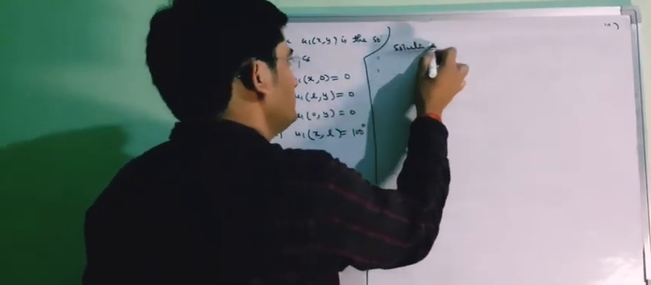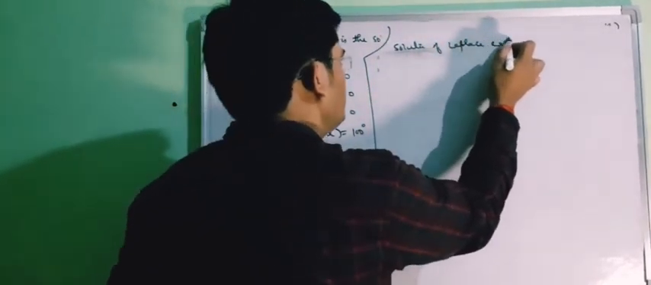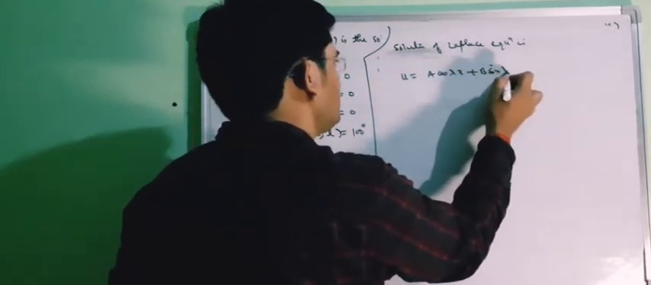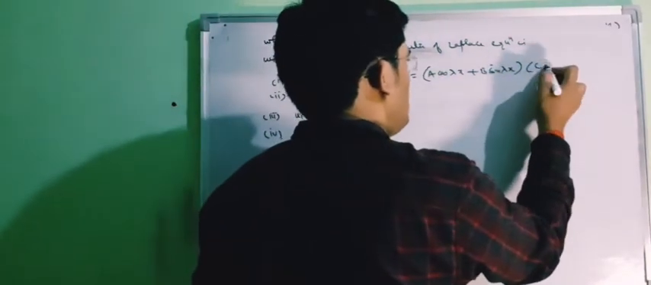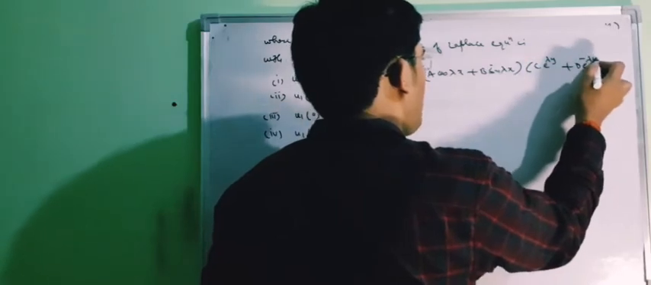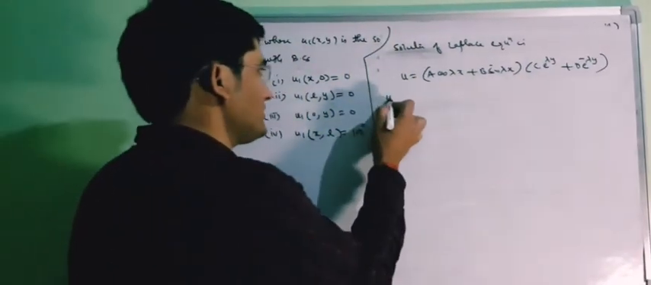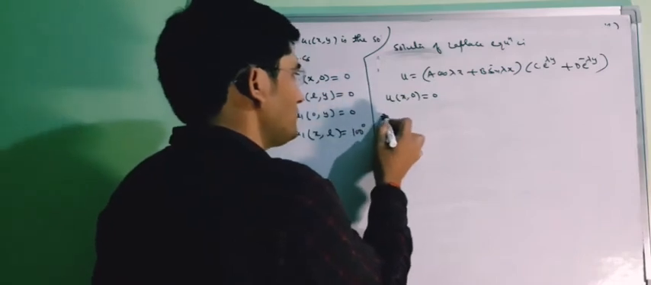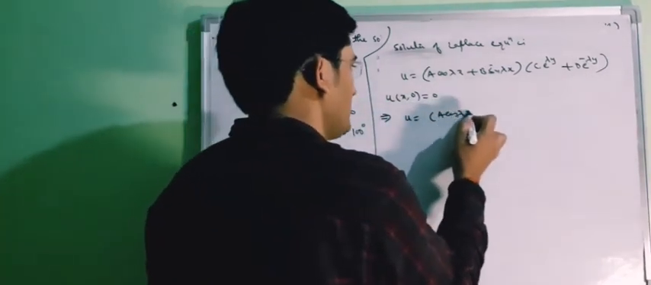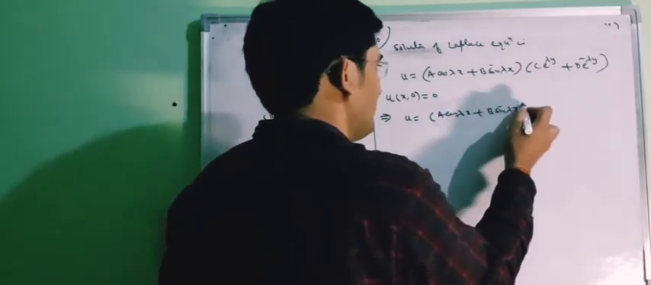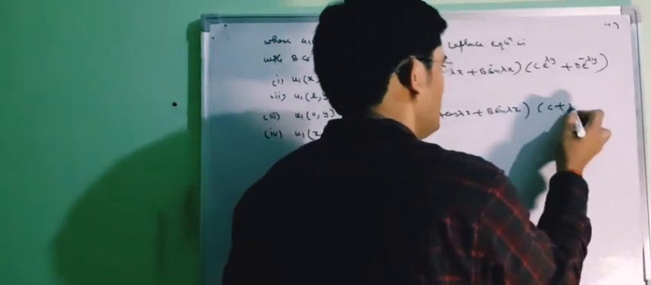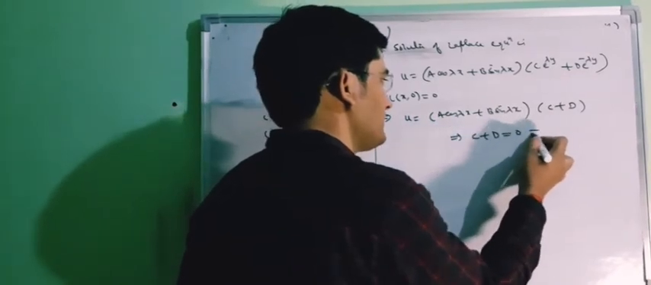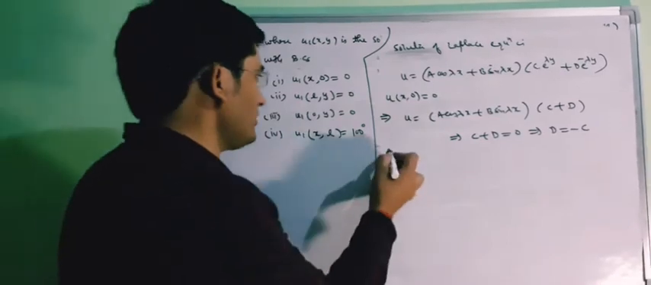The solution of the Laplace equation was (a cos lambda x plus b sin lambda x) times (c e to the power lambda y plus d e to the power minus lambda y). Now if we use the boundary condition u(x, 0) equal to 0, that means when y is 0, we will have a cos lambda x plus b sin lambda x, times c plus d. As this cannot be 0, we will have c plus d equal to 0, or d is minus c. So let us use the second boundary condition.